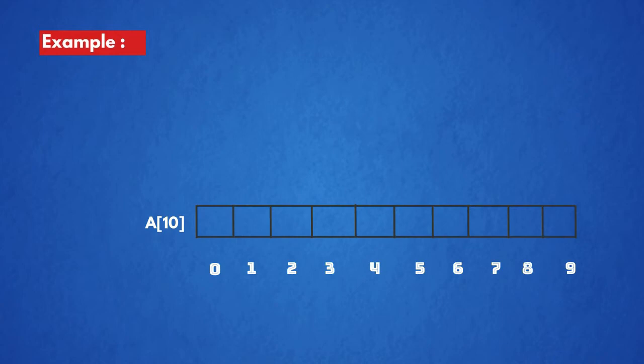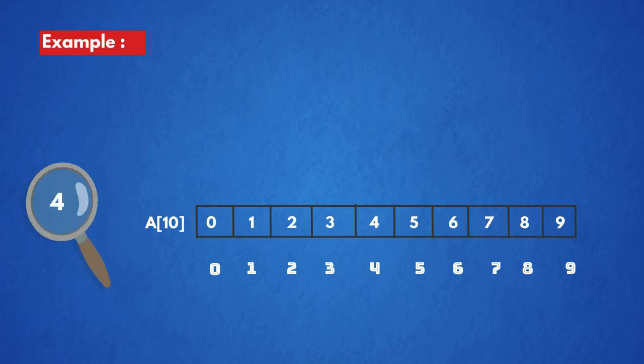Let us understand linear search with examples. First example, we have taken an array A whose size is 10. That is, the index starts from 0 to 9. So the array is filled with the digits 0 to 9. Now we need to apply the linear search. Let the element to be searched be 4. Then we need to check if 4 is present at the 0th location, but we have 0 at the 0th location. So 4 is not present at the 0th location.